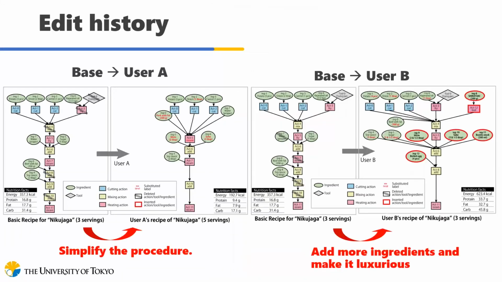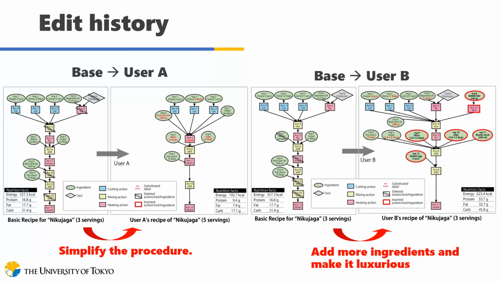In RecipeLog, users edit existing recipes to create their own recipes, and keeping track of these changes can reveal what makes each recipe different. This figure shows the history of two users each editing the basic recipe for a typical Japanese meat and potatoes recipe.